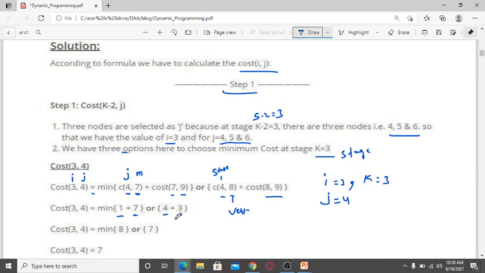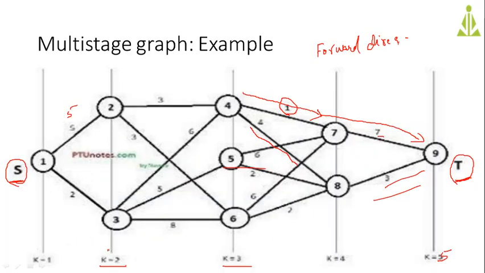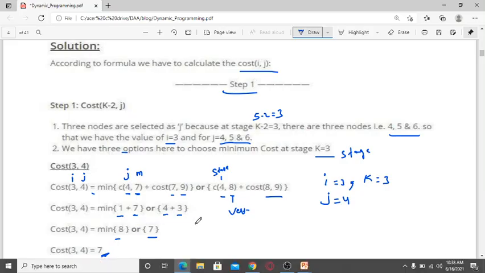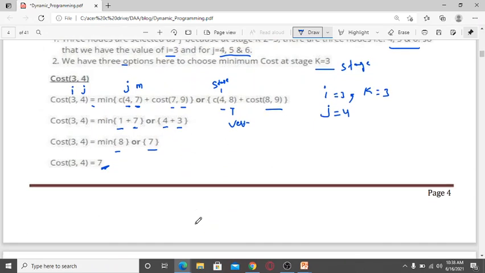4 plus 3, this is 8 and 7. Now we need to find which one is a minimum. 7 is a minimum. So how are we getting that 7? While taking the 8th vertex. When we have taken the 8th vertex, we got the answer 7.